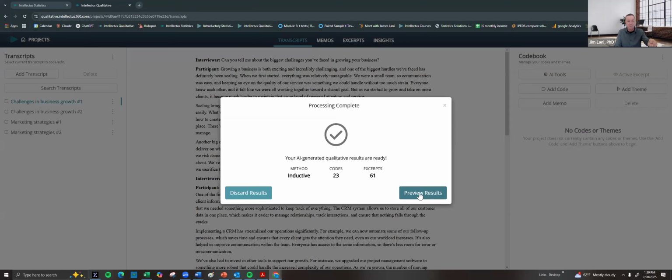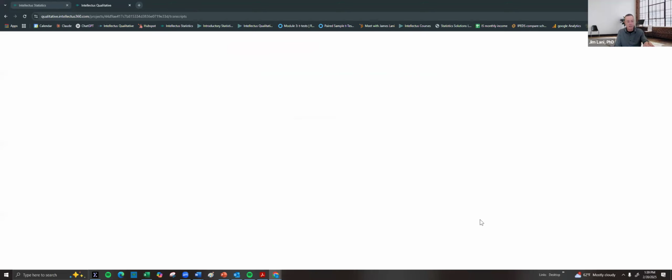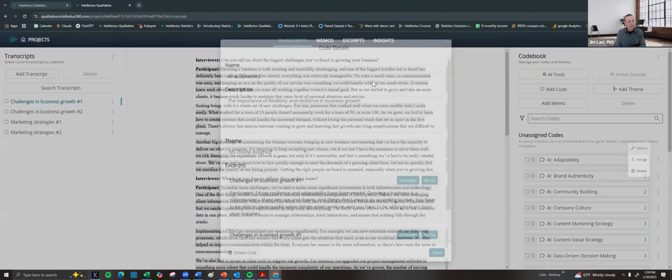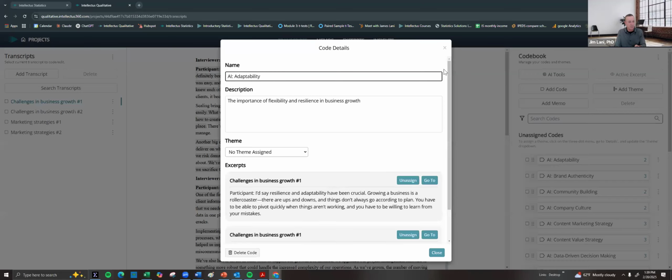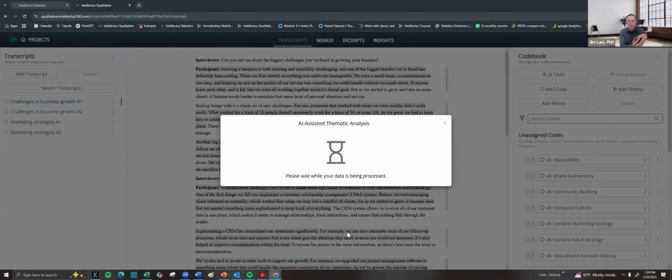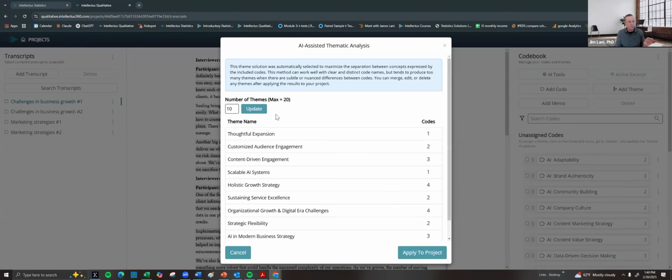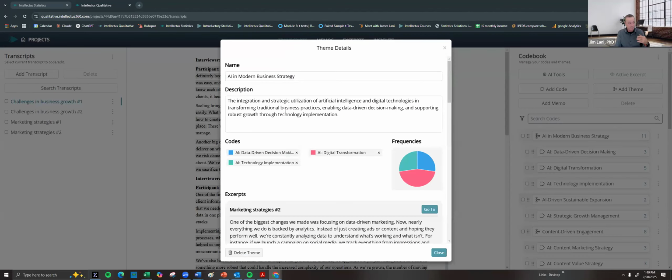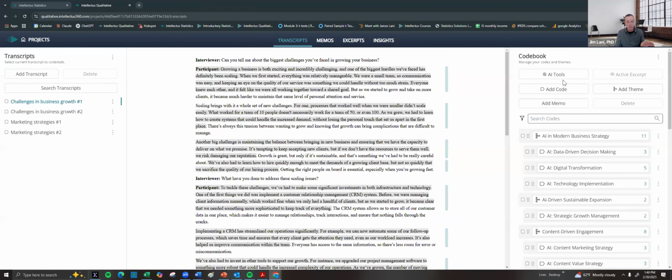It came up with 23 codes and 61 excerpts. In very short order, I have all of these codes that I can go and look at, the code name and description and excerpts. I can also very quickly thematize these, that is, how those codes are bucketed together. The tool can discern the appropriate number of themes, in this case 10, and apply those to the project. It now creates a theme that captures these codes, with a suggested theme name, theme description, the codes, and those excerpts very quickly.